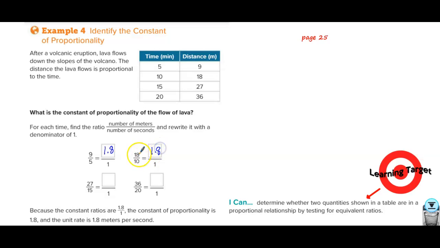This one I can do in my head because anything divided by 10 moves the decimal one place. 27 divided by 15 is, guess what, 1.8. And I think we all know where this is going. 36 divided by 20 is, yes indeed, 1.8. So the constant of proportionality is 1.8. If you took 1.8 and multiplied it times each of these numbers, you get this number. Multiply this one times 1.8, you get this one. Multiply this one times 1.8, you get this one. And multiply this one times 1.8, you get this one. That's why 1.8 is the constant of proportionality.